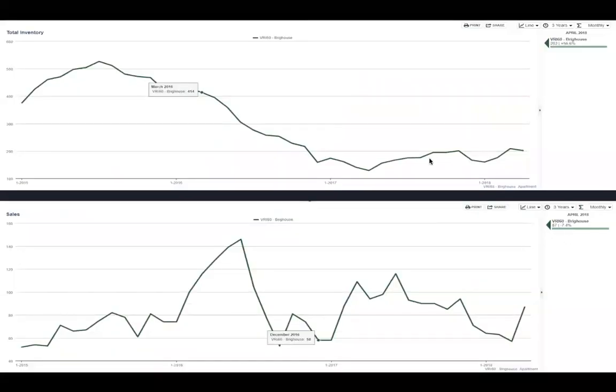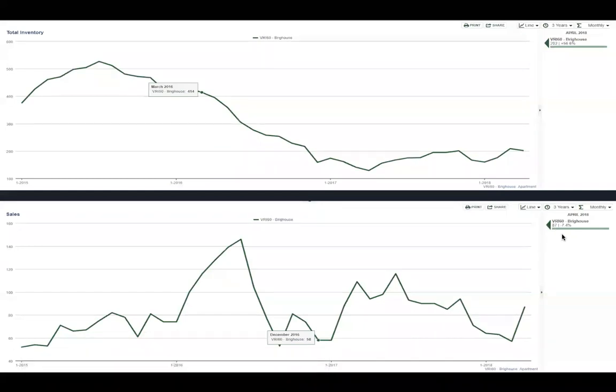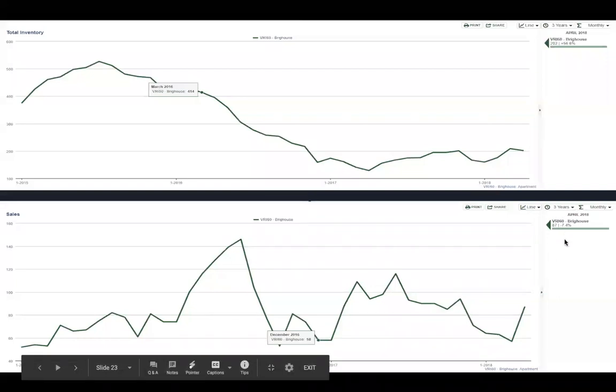So the inventory is actually not very high. It's only about 200 units. And the sales went up. It's 87 sales in a month, right? It went up a lot, 87 sales in a month. So that shows you the condo market during that time is going up very quickly.